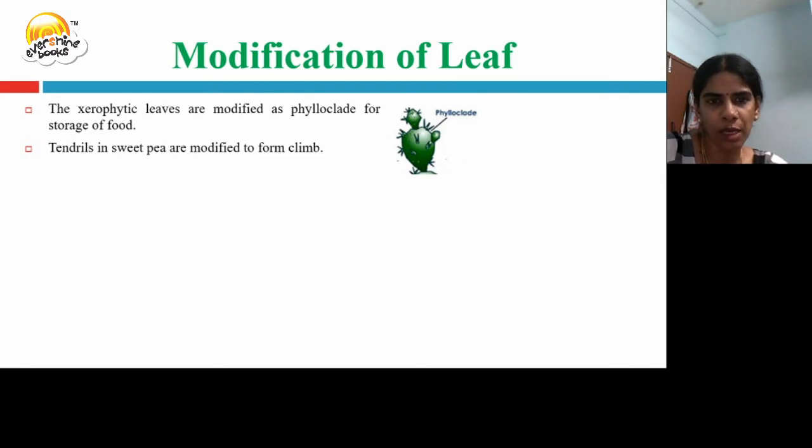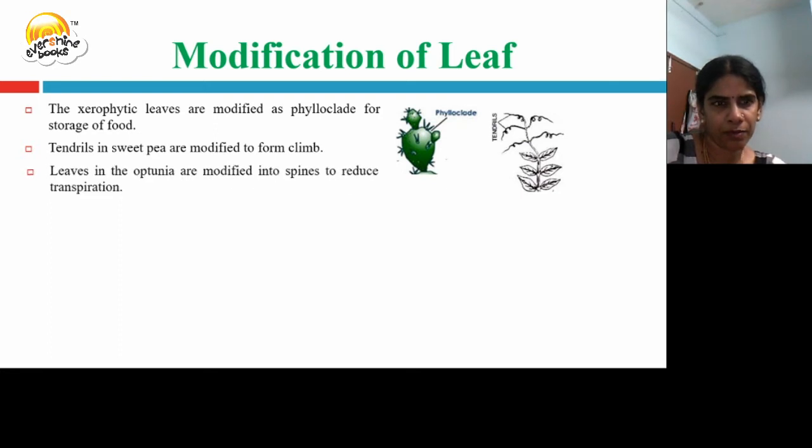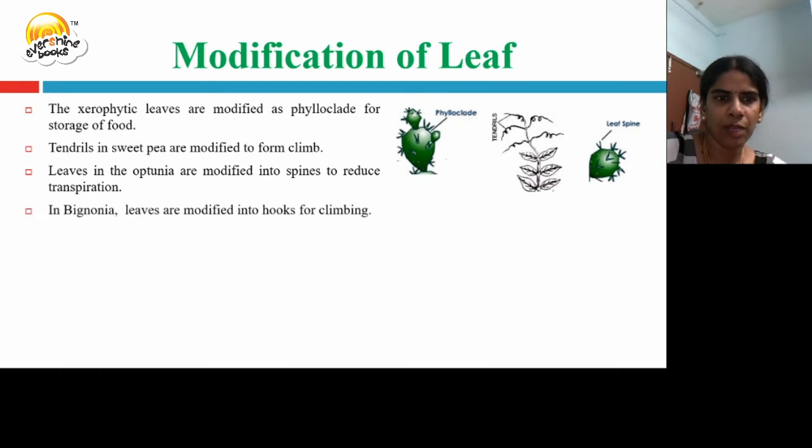Tendrils in sweet pea are modified to form climbers. Leaves in Panacea are modified into spines to reduce transpiration. In Bignonia, leaves are modified into hooks for climbing purpose.